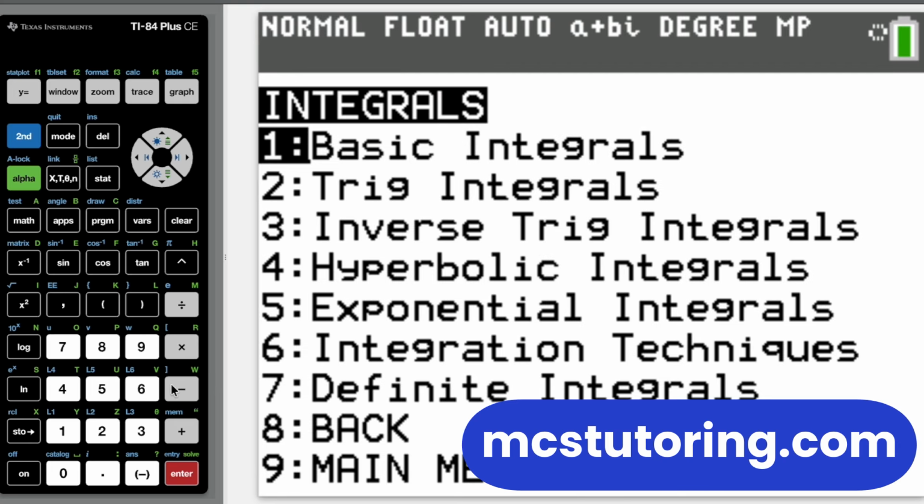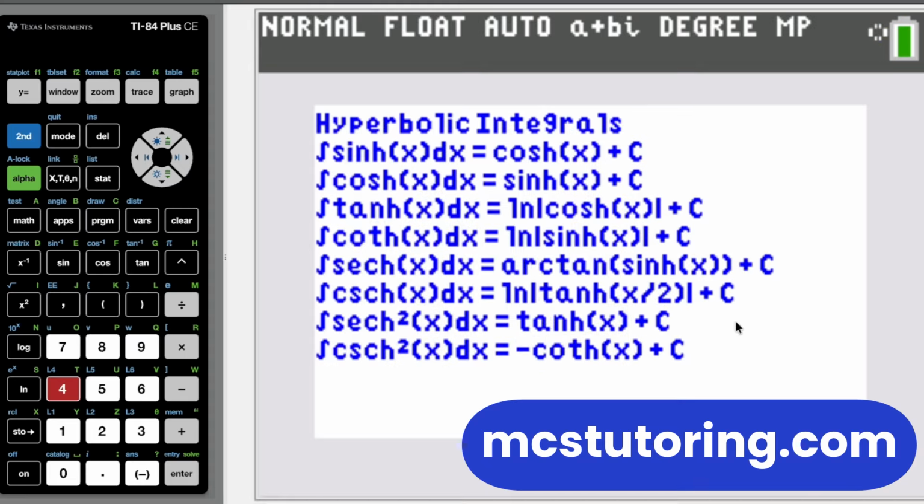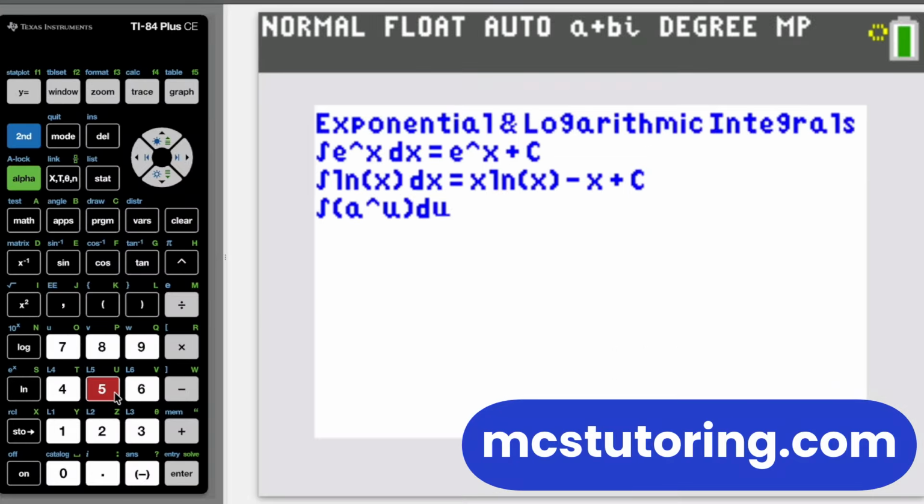Now hyperbolic integrals. Let's see. Hopefully everything fits on the page. Yes, it does. Okay, cool. It's pretty long, but there we go. Hyperbolic integrals. Then we go to exponential integrals.